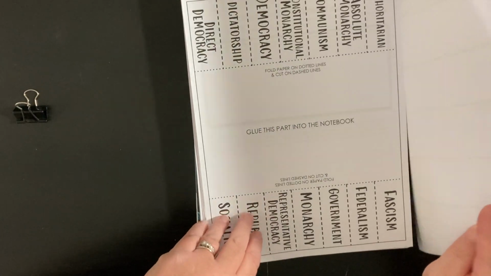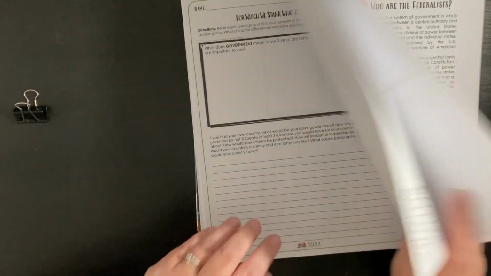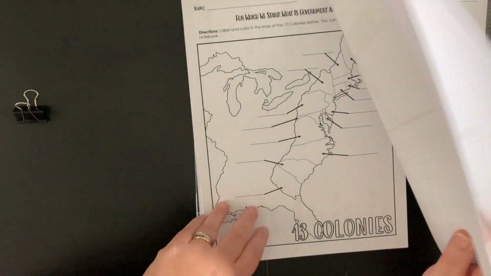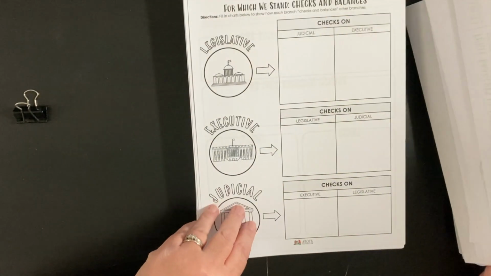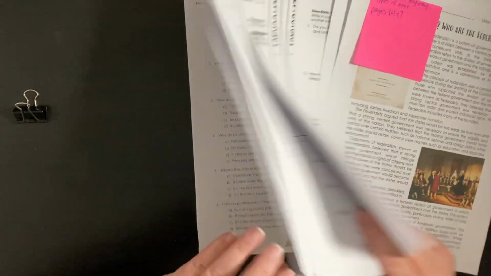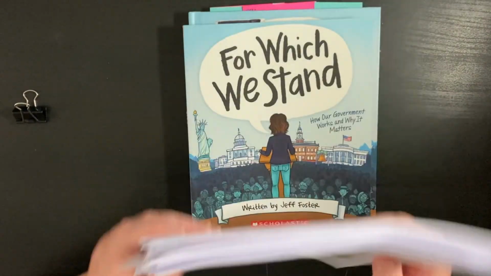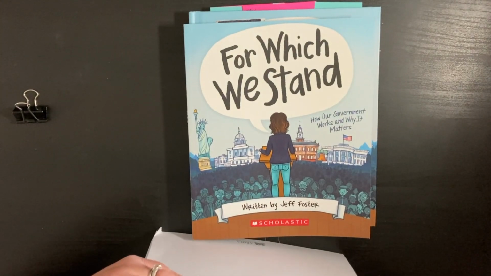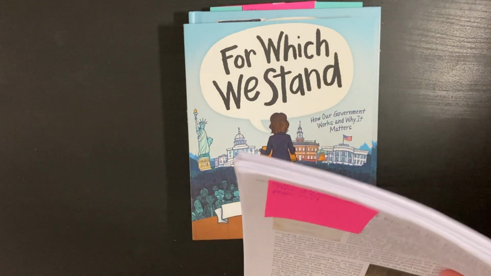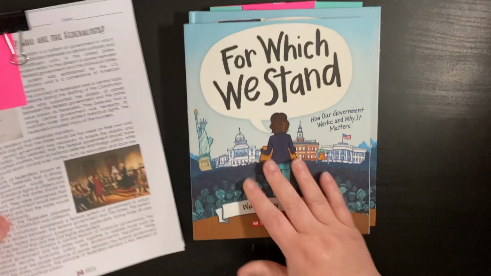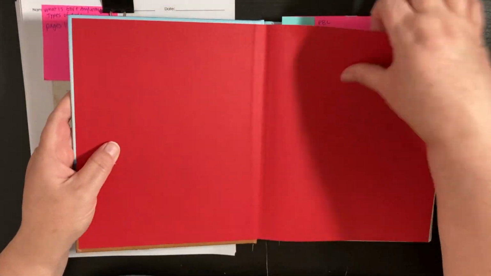Oops, I've got 2 copies of everything here. So it's basically notebooking through the book. And so we are going to do notebooking as we read through this book. And then I'm going to add in some other things when we have chapters where there isn't a printable for it. So we have that.